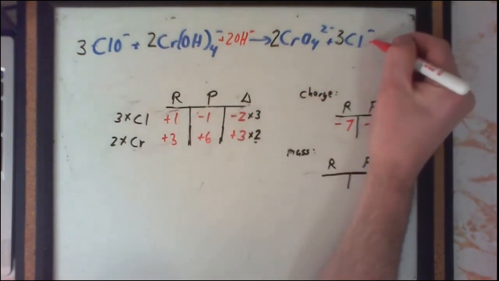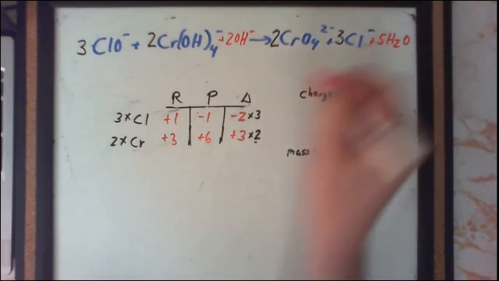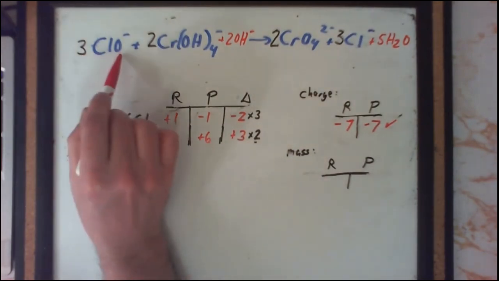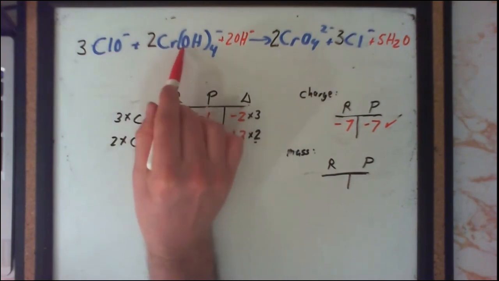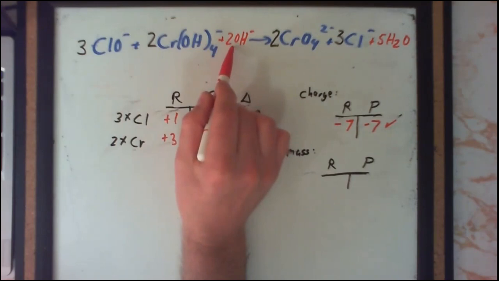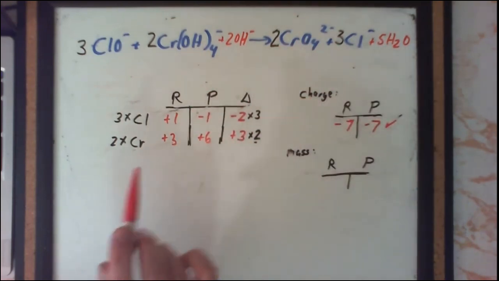So that means I need to add 5 water molecules to this side to balance out the hydrogen atoms. And if I've done everything up to this point correctly, I should have also balanced the oxygens. So we have 3 oxygens plus 8 oxygens is 11 oxygens plus 2 oxygens, 13. We have 8 plus 5, which is also 13.